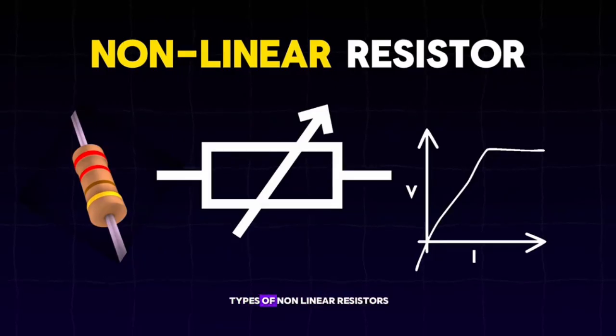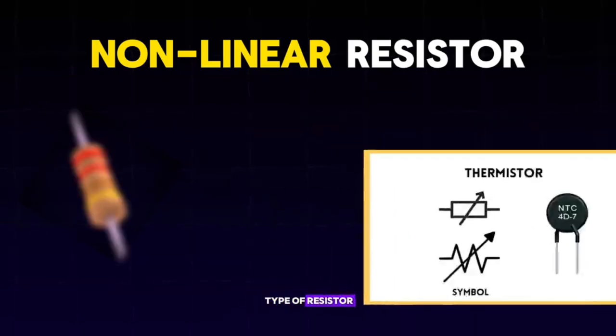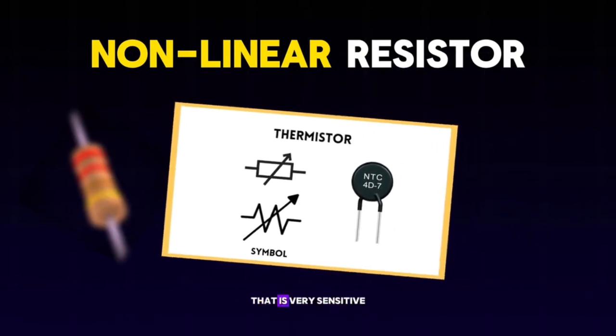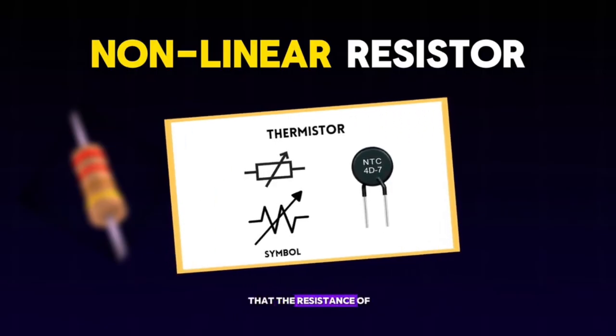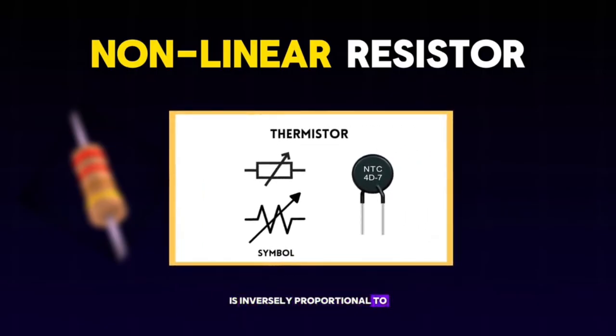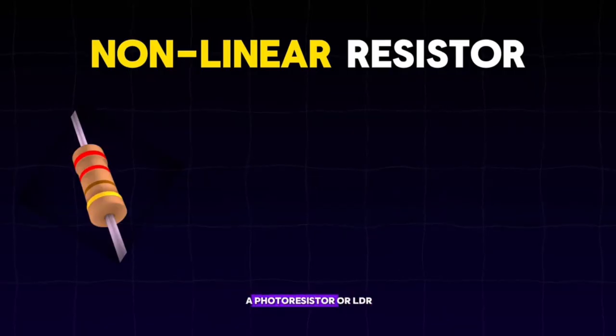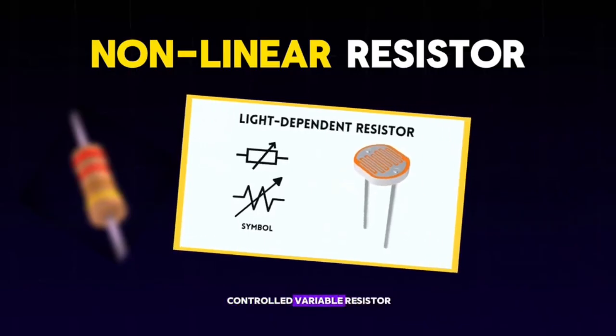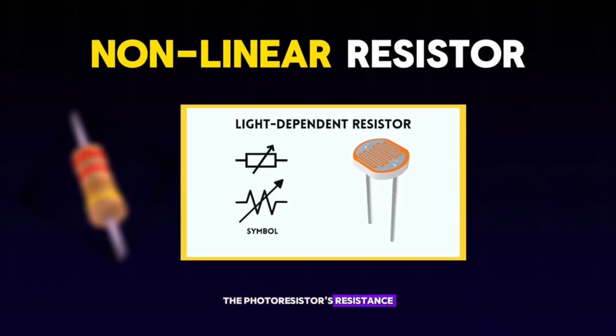There are also several types of nonlinear resistors, but let's take a quick look at only 2 of them. 1. Thermistors are a type of resistor that notices the change in temperature. In other words, it is a 2-terminal device that is very sensitive to temperature. So we can say that the resistance of a thermistor is inversely proportional to the temperature. The other type is a photoresistor, or LDR, known as a light-dependent resistor. LDR is a light-controlled variable resistor. The photoresistor's resistance decreases with an increase in incident light intensity. So we can say that the resistance of an LDR is inversely proportional to the light.